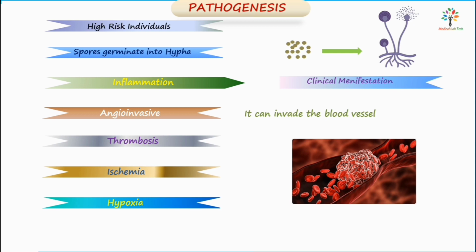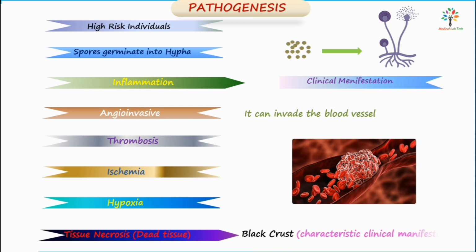So hypoxia will result in necrosis. Necrosis means tissue death. The tissue will die because of lack of oxygen. The dead tissue will form black crust. So this is the characteristic clinical manifestation of mucormycosis. So it will form black crust. Now we will move on to the clinical manifestations.